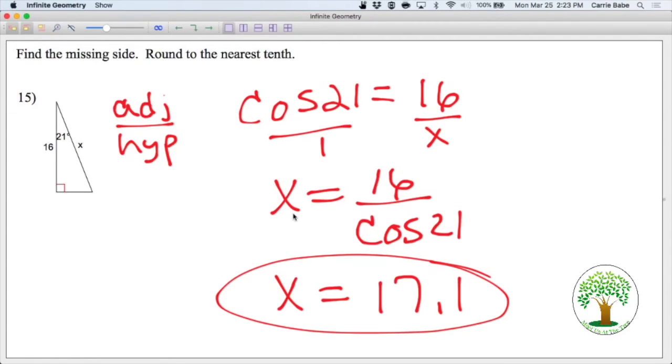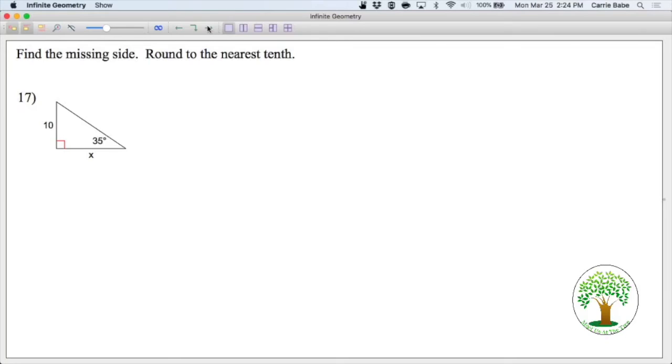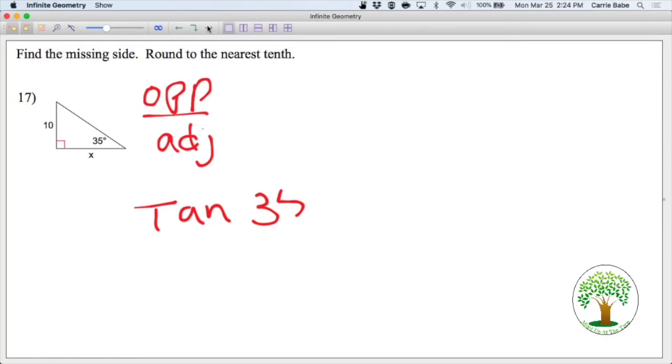What did you get for 14? 4. Last one together, we're doing number 17. Is this sine, cosine, or tangent? Tangent. I heard tangent. This is the adjacent. The opposite and the adjacent is tangent. Tangent 35 is what over what? 10 over x. Good job. What do I do to solve that for x?